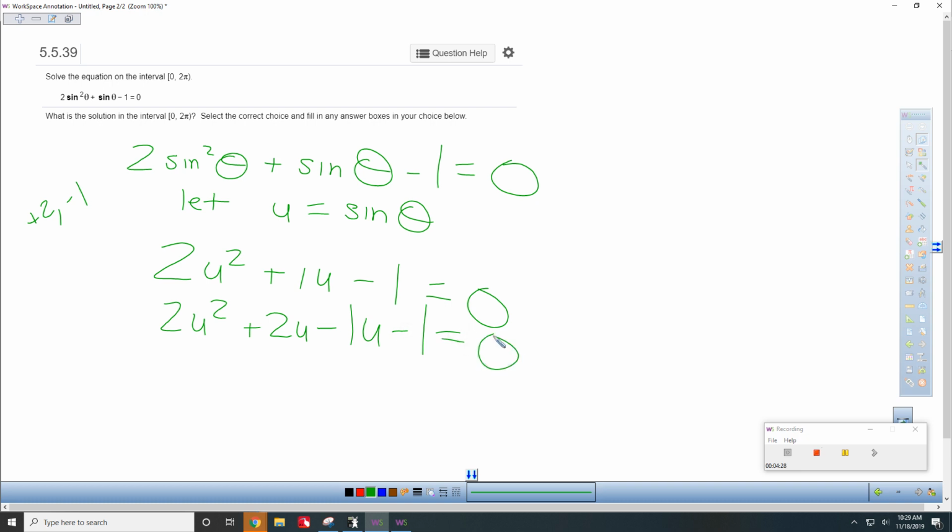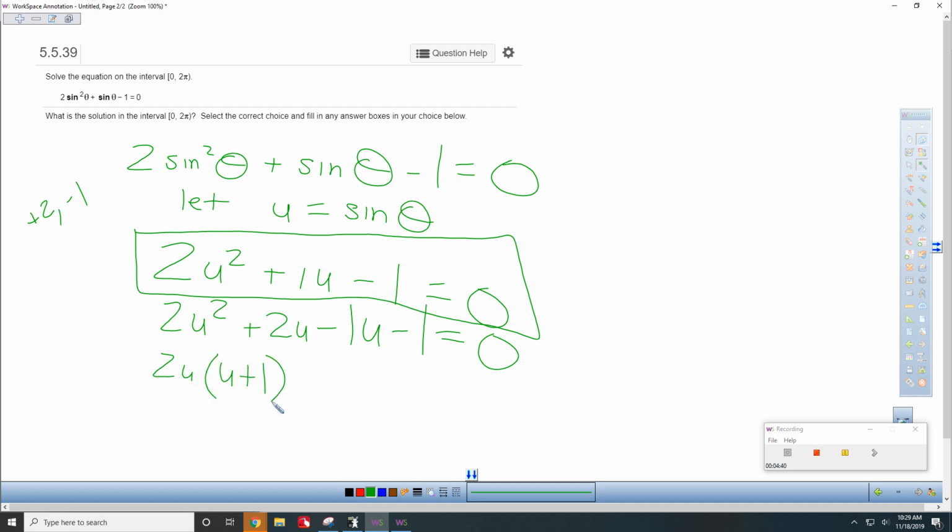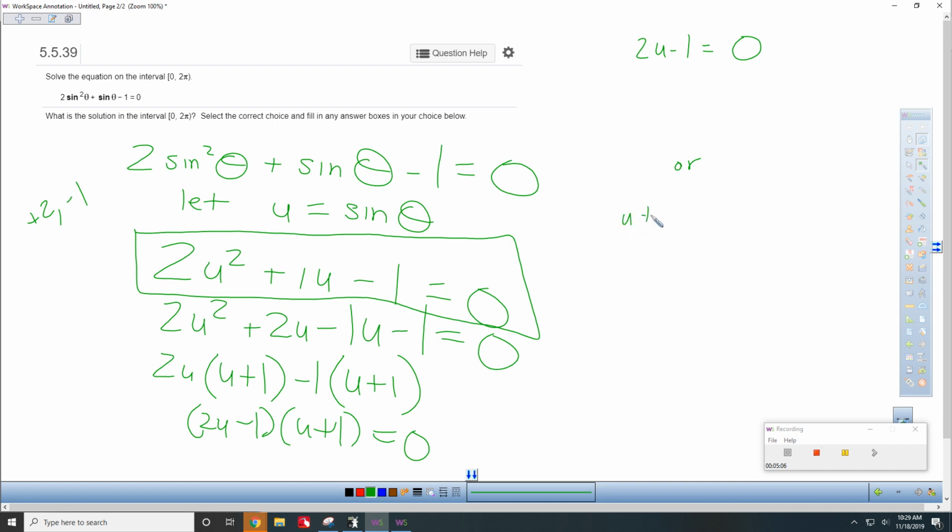If you don't know how to factor, then you need to put this into your quadratic formula. So this is going to be 2u times u plus 1 minus 1 times u plus 1. So you get parentheses 2u minus 1 times u plus 1 equals 0. All right, so how does 2u minus 1 times u plus 1 equal 0? Well, either 2u minus 1 equals 0, or u plus 1 equals 0.